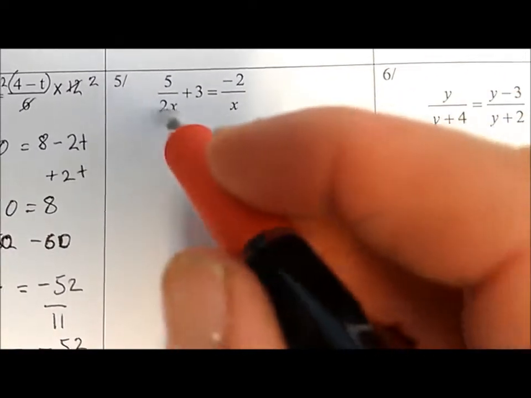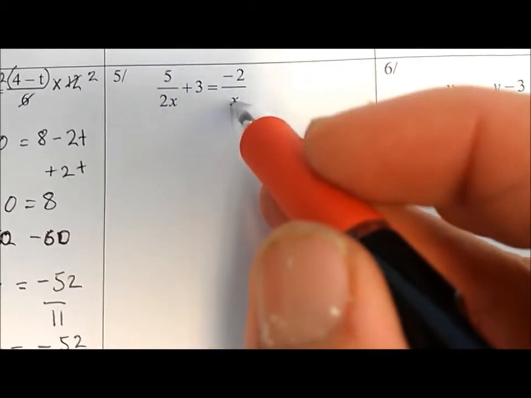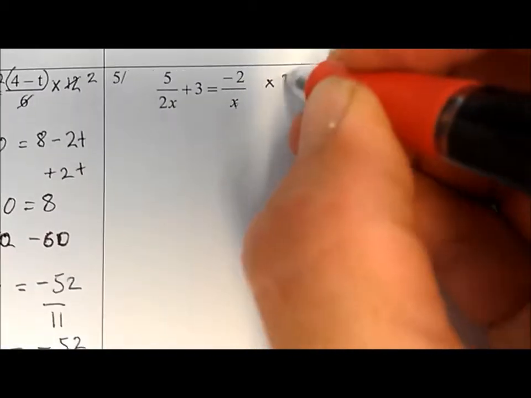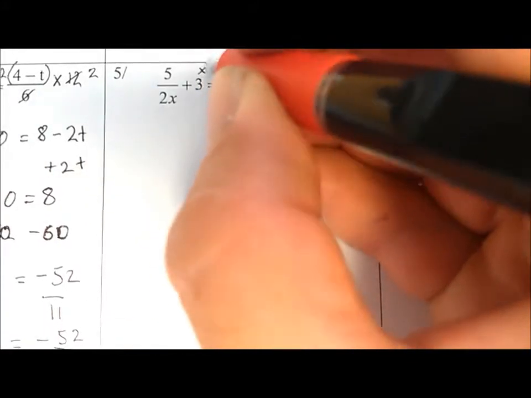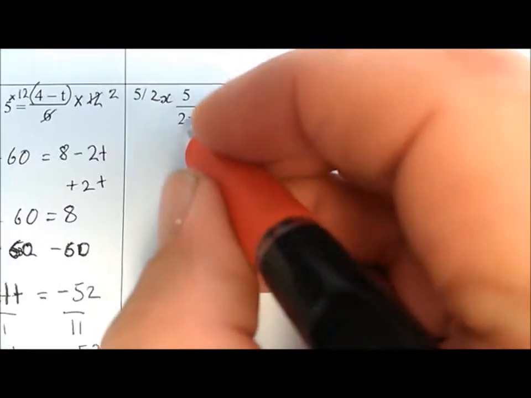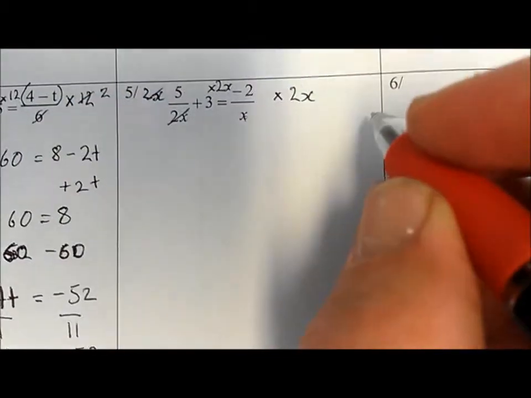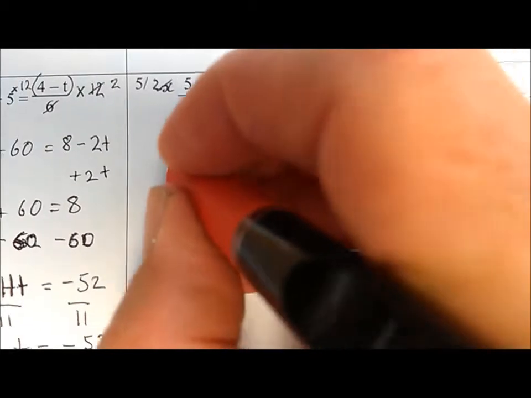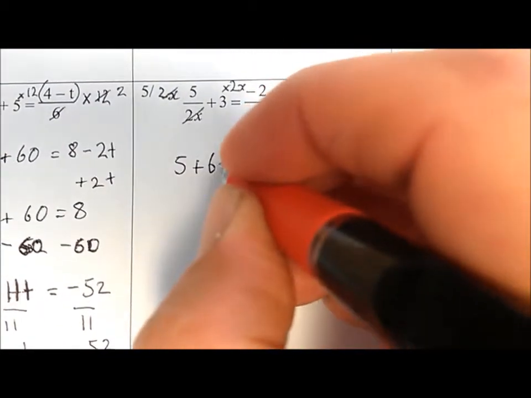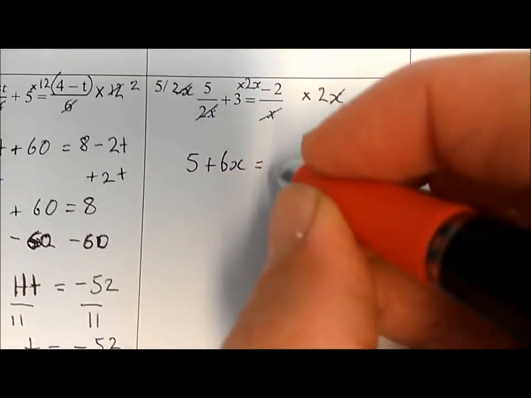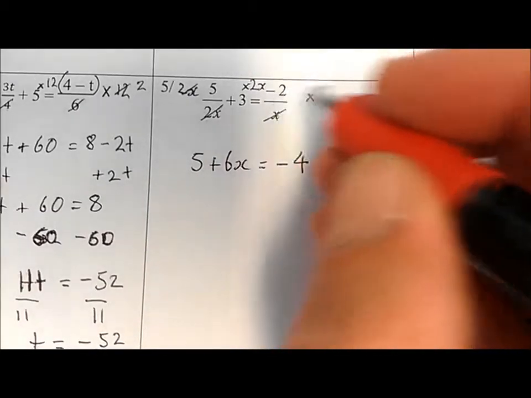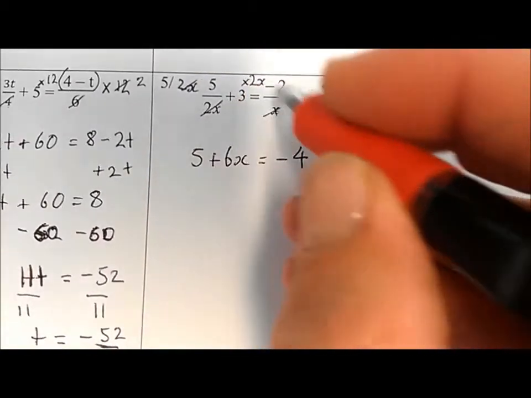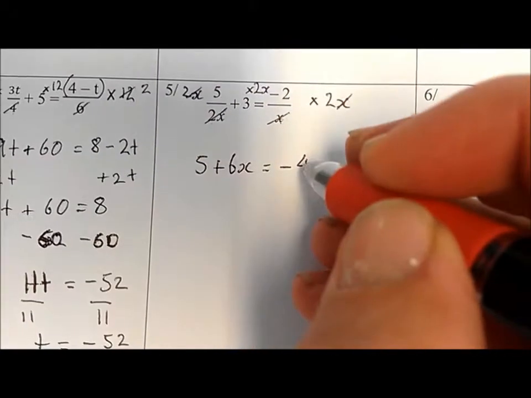So the lowest common multiple of 2x and x is 2x. So again, I'll multiply everything, including this 3, by 2x. And that way the 2x cancels on this side, the x cancels on this side. On this side I'm left with 5 plus 6x is equal to negative 4. Made this rather complex looking equation very simple.